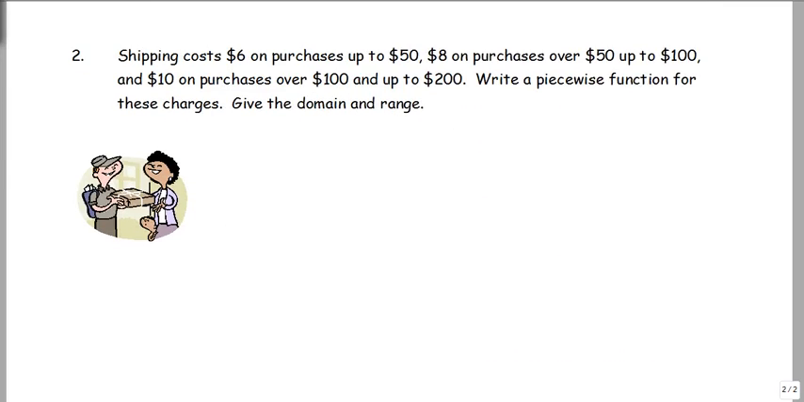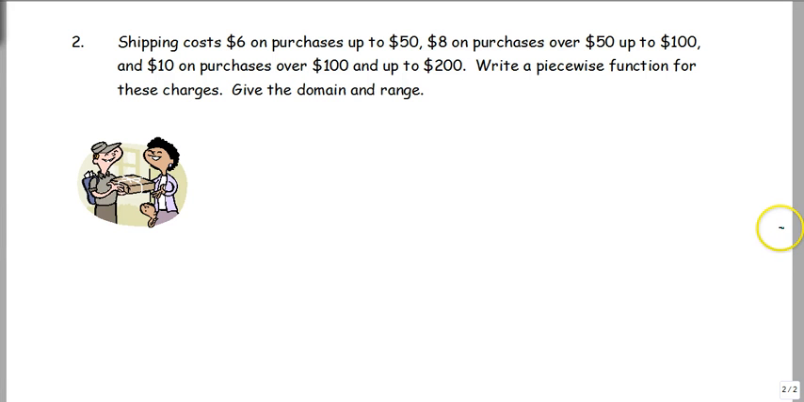Alright, so now we have 2 word problems. This is all they're saying: shipping costs $6 on purchases up to $50, $8 on purchases over $50 and up to $100, and $10 on purchases over $100 and up to $200. Write a piecewise function for these charges, give the domain and range. So let's talk about this. We have the function is equal to, we're going to have 3 pieces here.